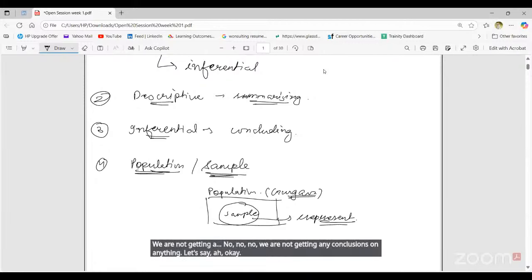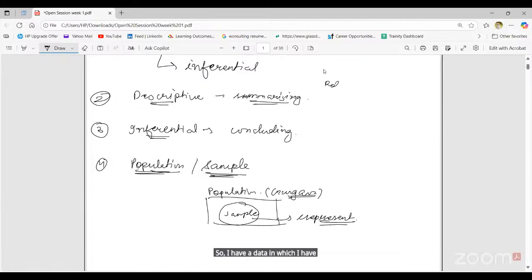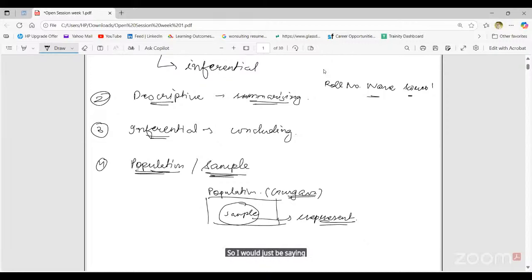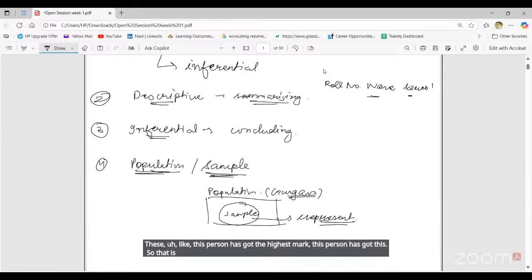Okay. So I have data in which I have the roll numbers, then I have the names, and then I have some scores. I am telling you to describe this data, right? I have average marks and everything. So I would just be saying that these are the average marks, this person has got the highest marks, this person has got this. That is just describing the data, right?